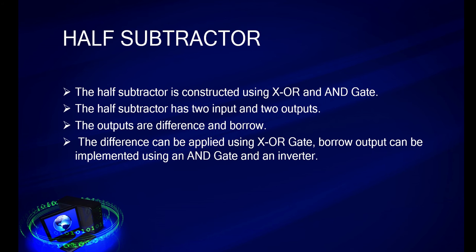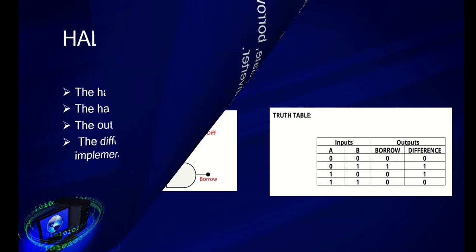Let's move on to half subtractor. Half subtractor is constructed using XOR and AND gate. Half subtractor has two inputs and two outputs. The outputs are difference and borrow and the inputs are A and B. The difference can be implemented using XOR gate and borrow output can be implemented using AND gate and an inverter. Inverter is nothing but a NOT gate.